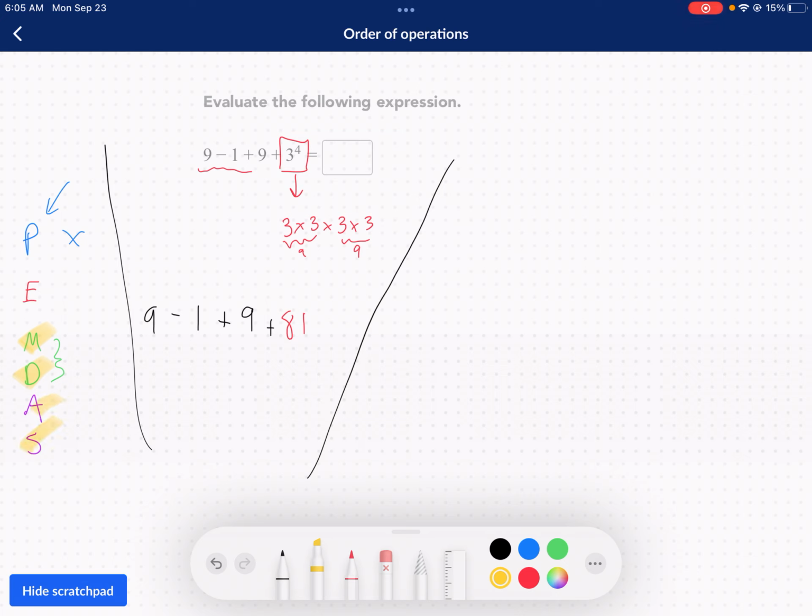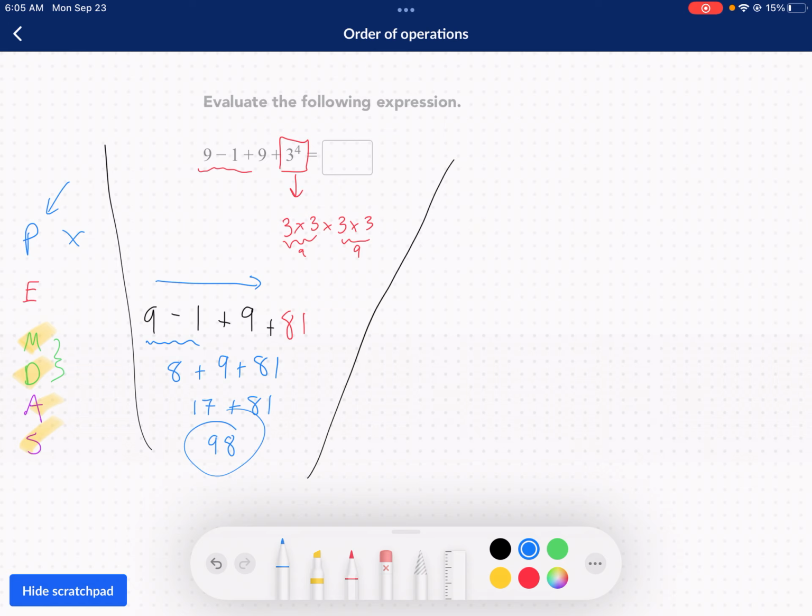Now, with addition and subtraction, I'm not going to do addition first because that's going to lead to the wrong answer. What I'm going to do, because those two operations remain, is go left to right. So I'm going to start by doing 9 minus 1, that's 8. Then I'm going to drop everything down. 8 plus 9, that's 17. Drop everything down. Then I'm going to do 17 plus 81, and that's 98. And then I'm done. So my answer is 98.